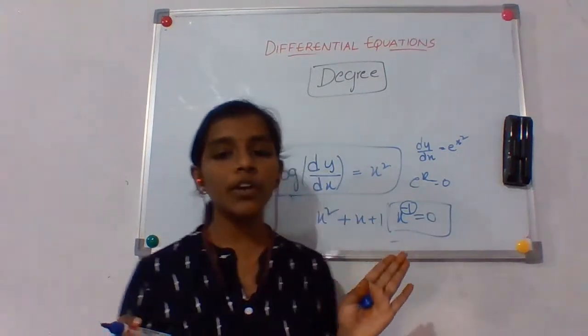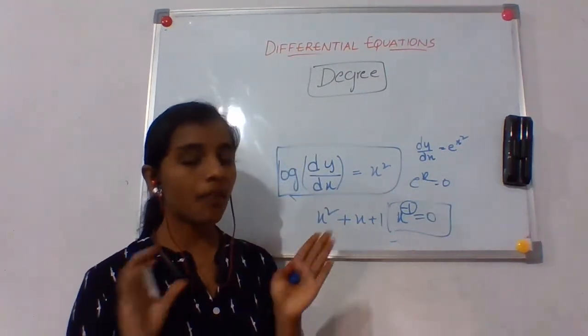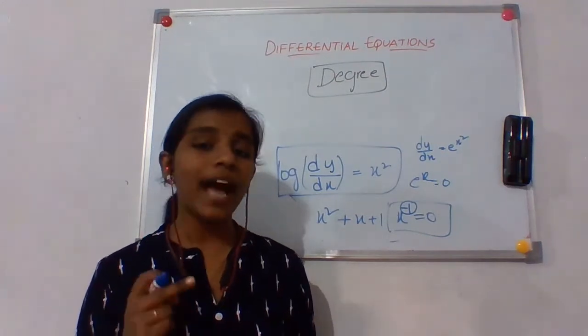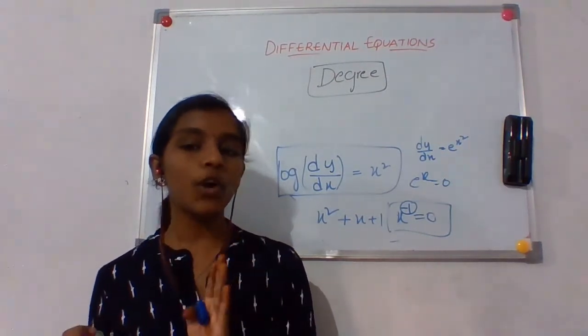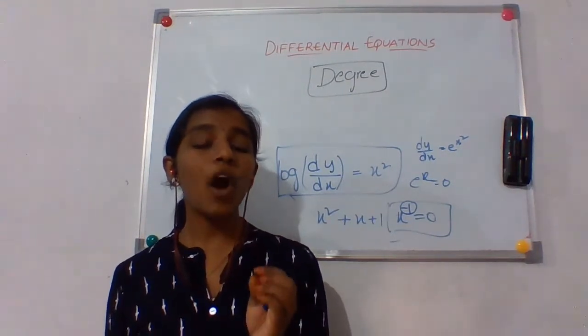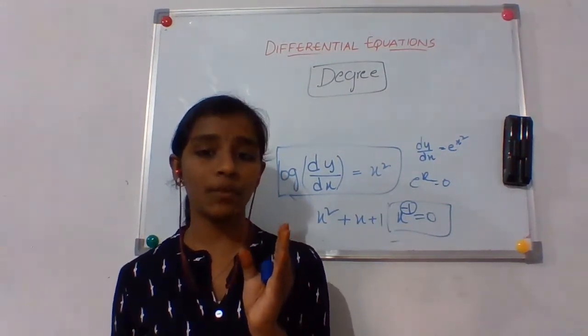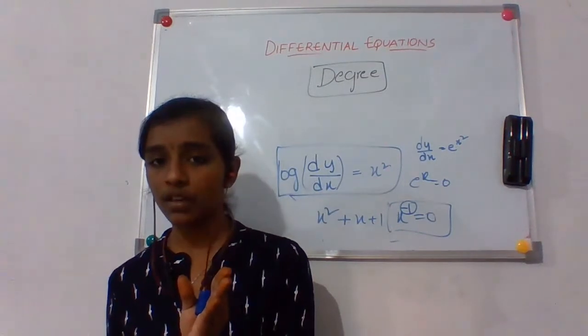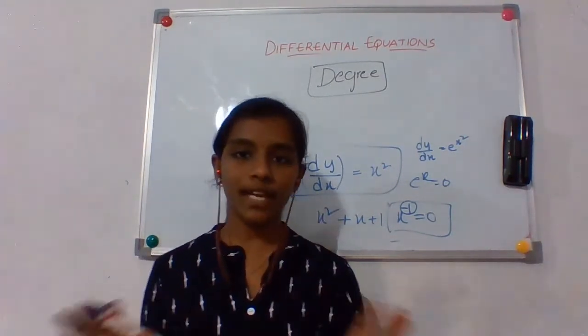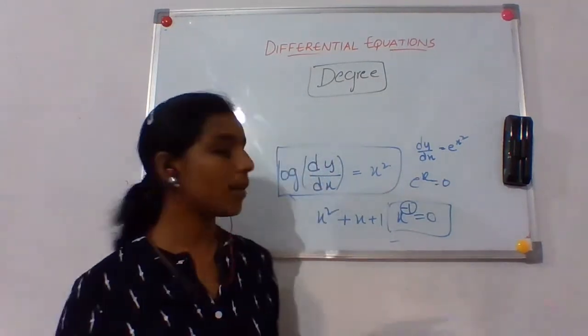First, I have told you how a degree looks, what the conditions are for it to be a degree, and after that, through that, I have told you the definition of a degree. What is it? The power of the highest order derivative in a differential equation which is in its polynomial form. That is it, and that is the degree.